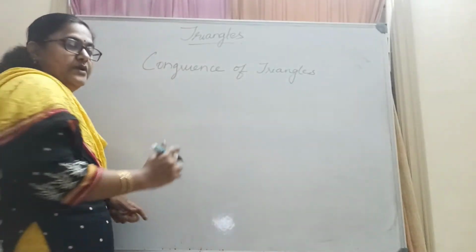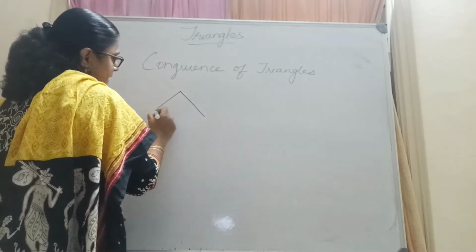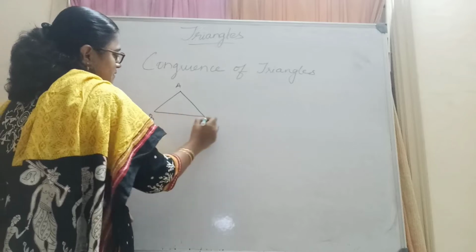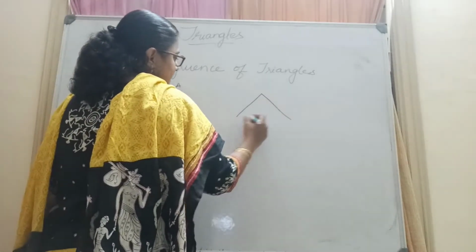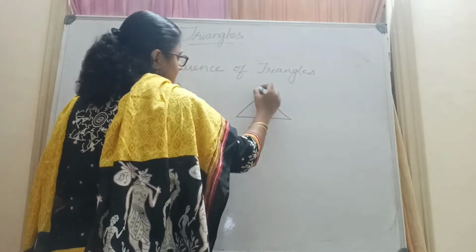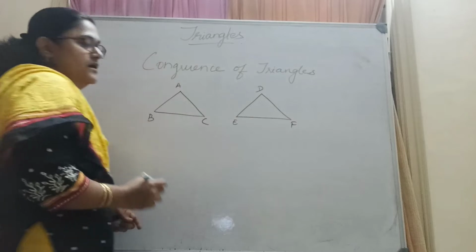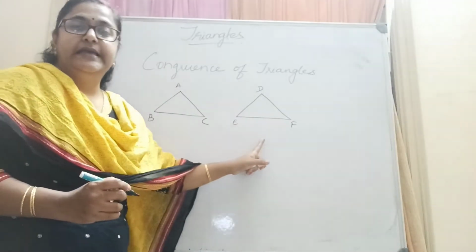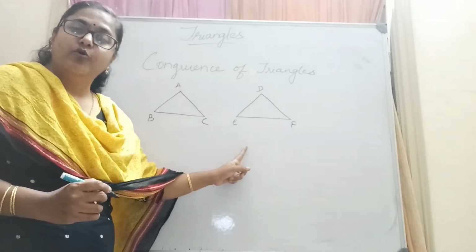Now, take two triangles, triangle ABC and triangle DEF. Okay, now I have taken two triangles ABC and DEF. Now, when can I say that these two triangles are congruent?